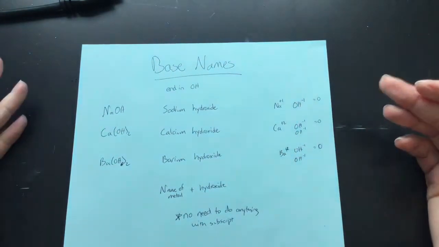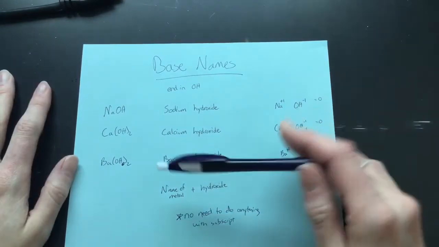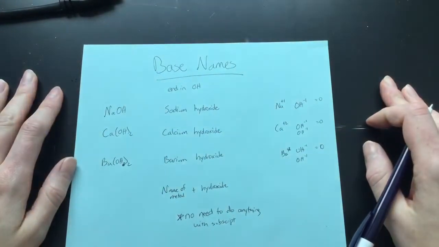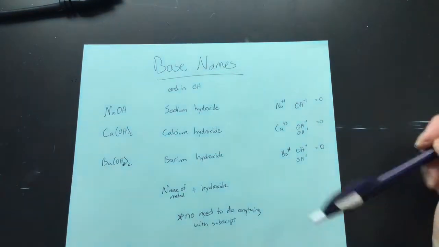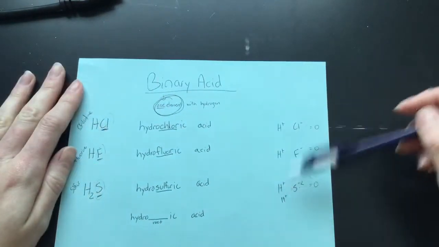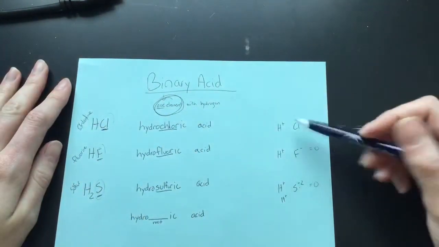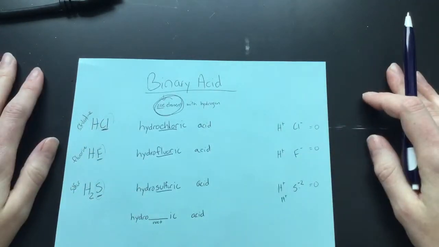Otherwise, that's pretty easy. That's it for base naming and for binary acids. It's metal name, then hydroxide. Going to the formula is a little harder because you have to think about the charges. And then for the binary acids, it's hydro something-ic acid, and you have to pay attention to the charges there too. So as long as you're paying attention to the charges when you try to write the formula, remembering the rest of this is probably pretty easy.